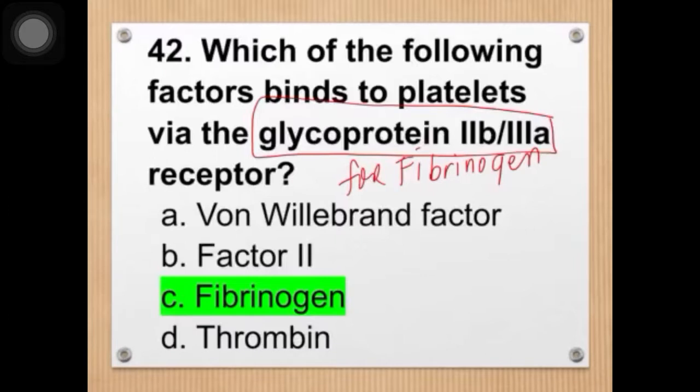Huwag pong mako-confuse sa von Willebrand factor. Ang platelet receptor naman po for the von Willebrand factor is glycoprotein 1B na wala naman po sa mga patient with Bernard-Soulier syndrome. Correct answer number 42, letter C.